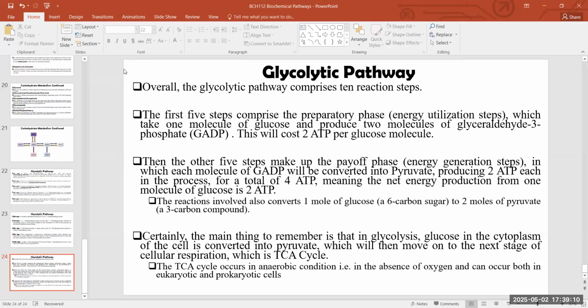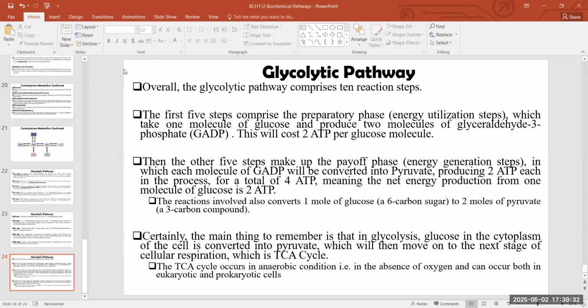Inside the mitochondrial matrix, that is inside the mitochondria, the pyruvate is further oxidized so that more energy is released, because the only 2 net ATP produced at the end of glycolysis is not enough.